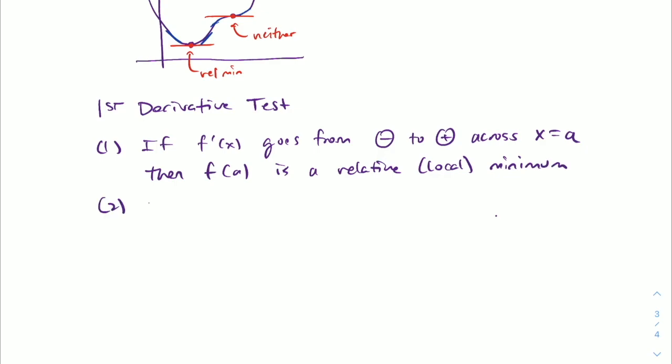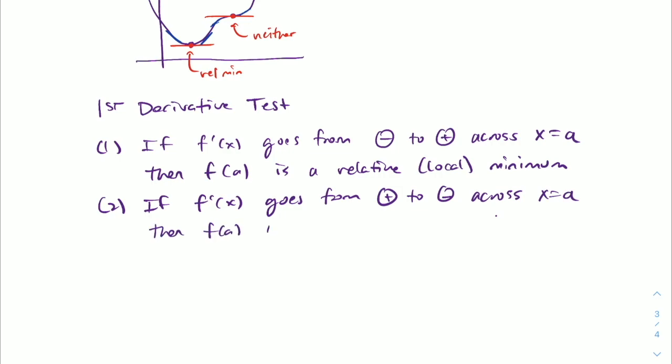If the derivative goes from positive to negative across x equals a, then f of a is a relative maximum.